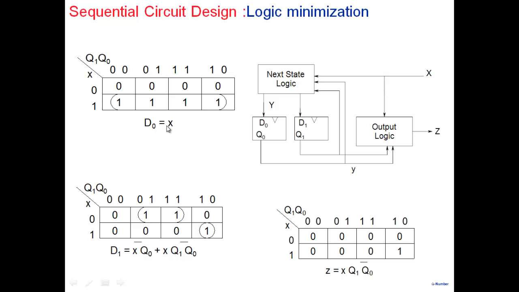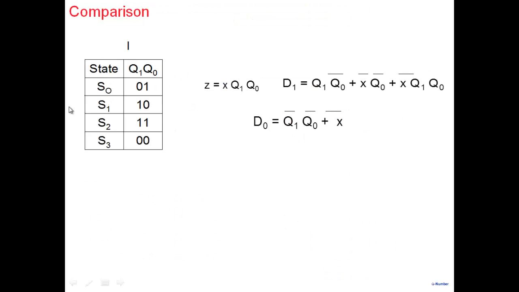We get D0 equal to X after minimization, D1 is X bar Q0, and Z is X Q1 Q0 bar. So we get all these different expressions, and from them we can again fill up the next state logic and the output logic. Let's compare the two coding schemes. This was the first coding scheme, and these were the minimized expressions that we get here.